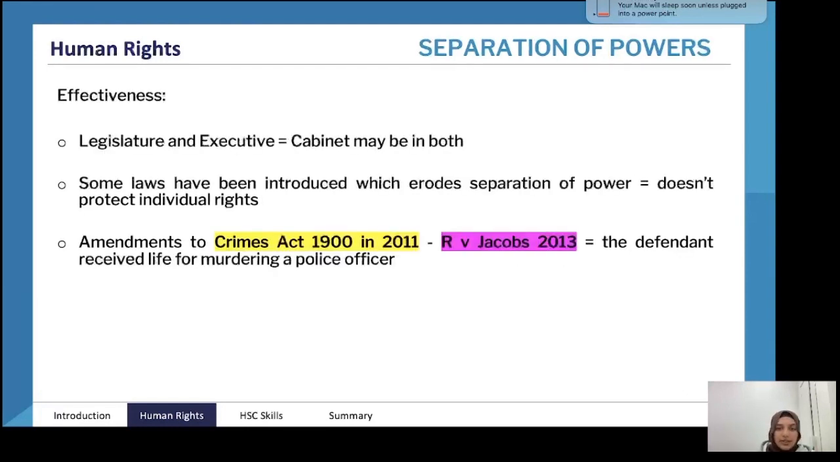So what's the effectiveness? We've got legislature and executive, cabinet maybe in both. Some laws have been introduced which erode the separation of powers, so these are basically areas of ineffectiveness. So amendments to the Crimes Act 1900 in 2011, for example, R v Jacobs 2013, the defendant received life for murdering a police officer.